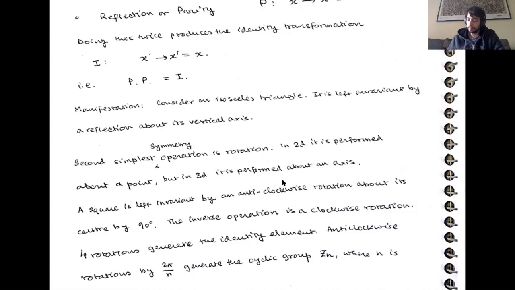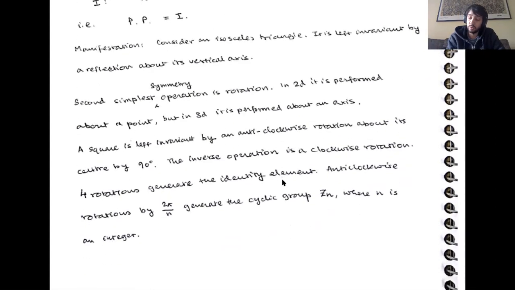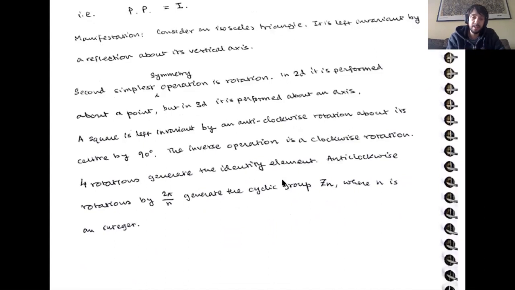And so as I write here, the square is left invariant by an anti-clockwise rotation about its center by 90 degrees. The inverse operation is a clockwise rotation. These 4 rotations generate the identity element. You can think about anti-clockwise rotations by angles of 2 pi over n, and this will generate what is called the cyclic group Zn, where n is an integer.